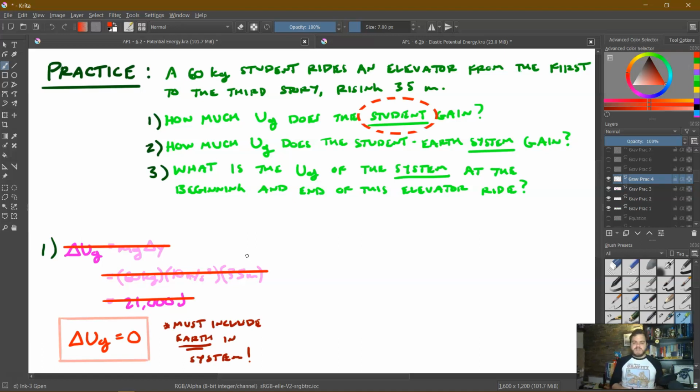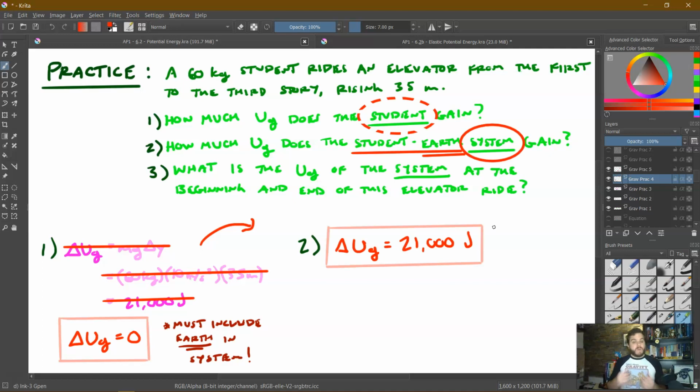The change in gravitational potential energy of the student alone is 0 because Earth is not part of the system. We have to include the Earth because the Earth is generating the field that the student is moving around in. It's their interaction that generates this energy. So then how much gravitational potential energy does the student Earth system gain? Okay, now we have both parts of the system that we need, so this whole calculation we did right here is actually the right answer for number 2. The right answer would be 21,000 joules. So the student alone gains nothing. The system of the student and the Earth gains 21,000 joules.